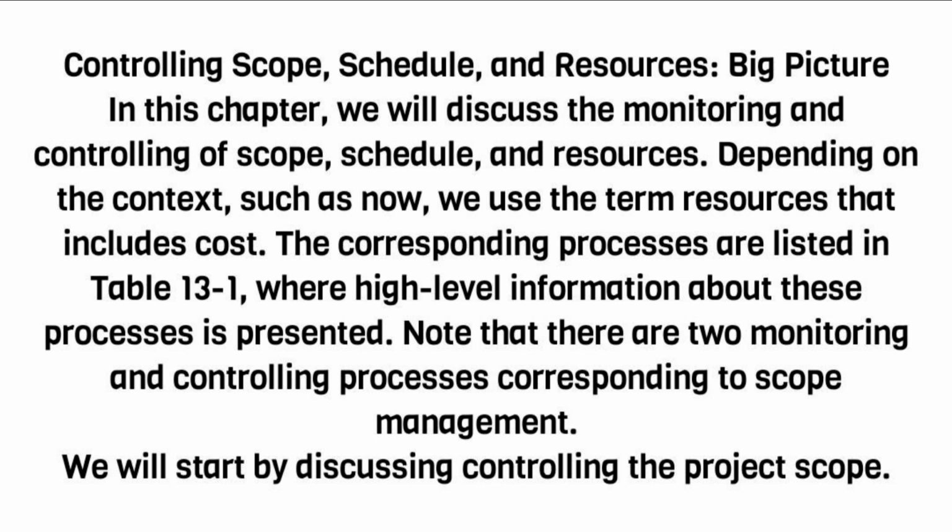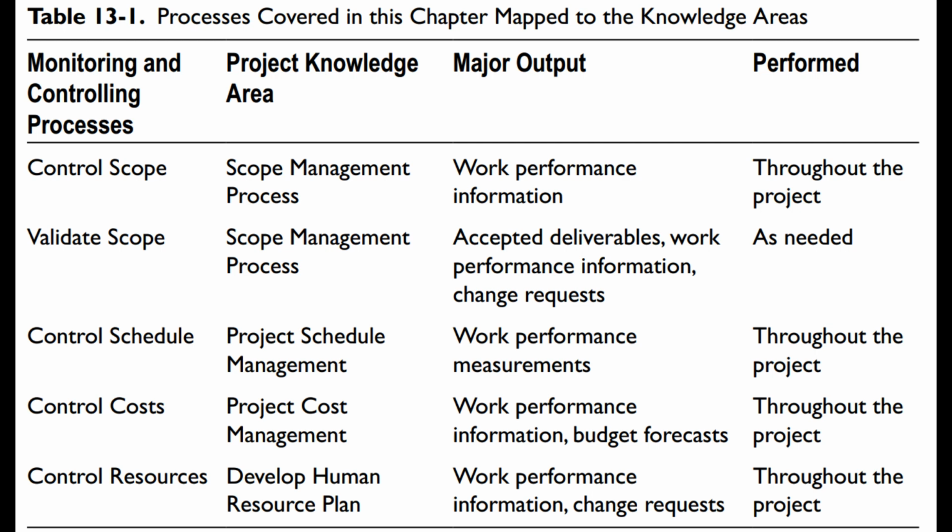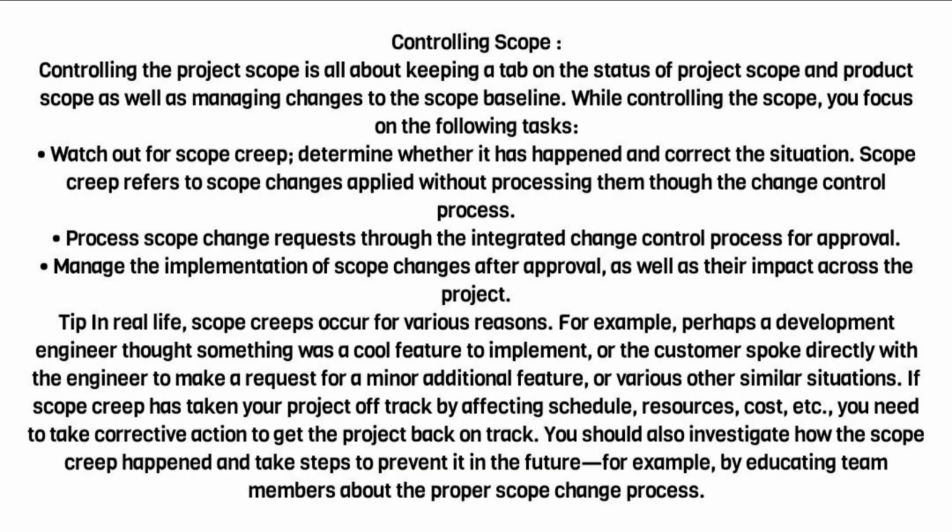Note that there are two monitoring and controlling processes corresponding to scope management. We will start by discussing controlling the project scope. Table 13.1. Processes covered in this chapter mapped to the knowledge areas. Controlling scope. Controlling the project scope is all about keeping a tab on the status of project scope and product scope, as well as managing changes to the scope baseline.